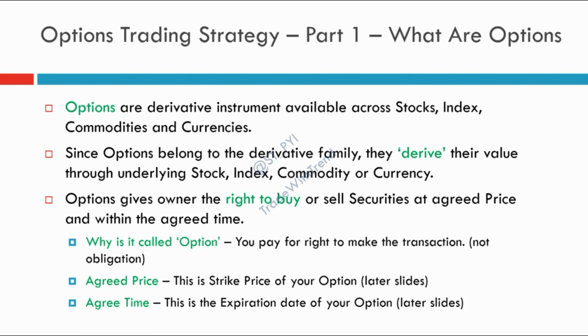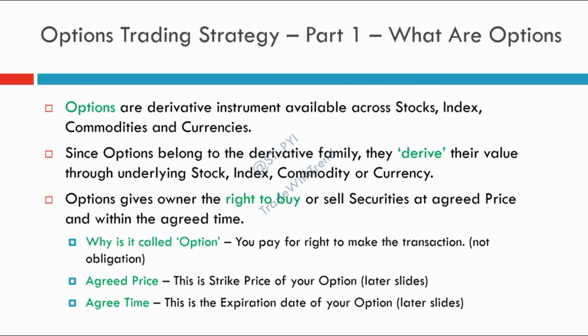So I'll come to what options are first. In most of the markets all over the world, you'll find two main asset classes in stock markets. One is equities and another is derivatives. Within the derivatives segment, we have futures and options.